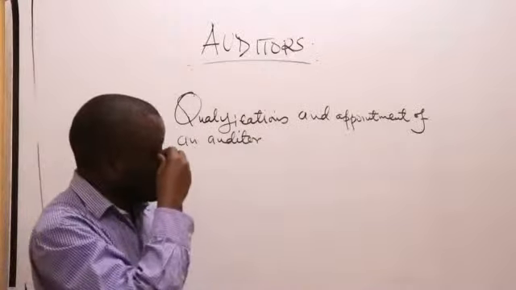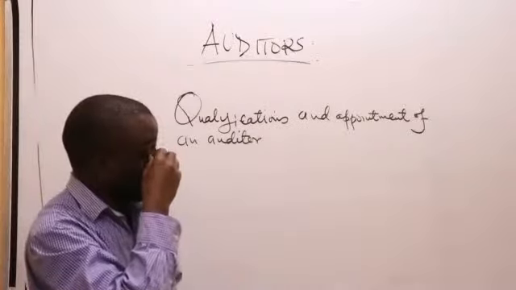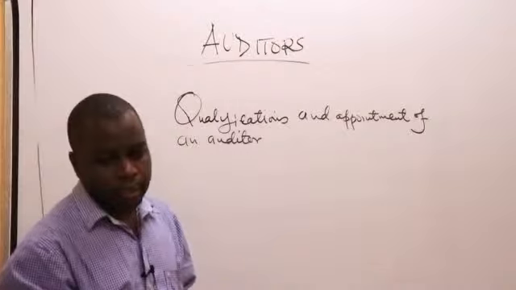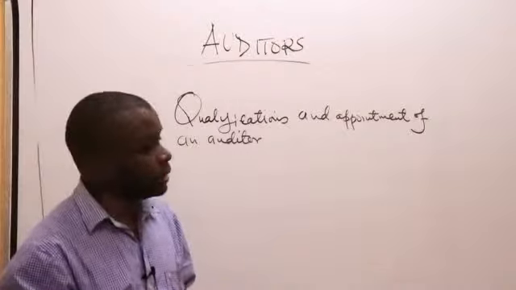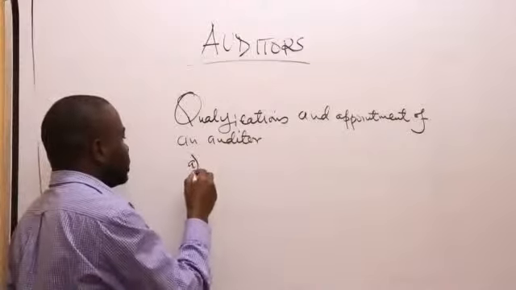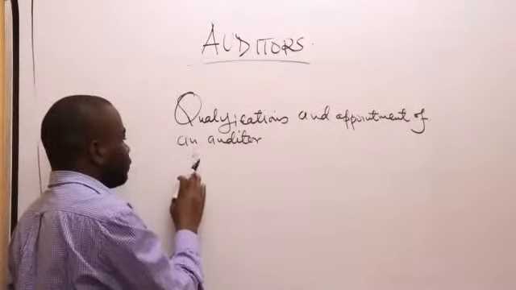So the key qualifications for one to be appointed as an auditor. We have just two key qualifications. Number one is the qualifications. So these are the qualifications.